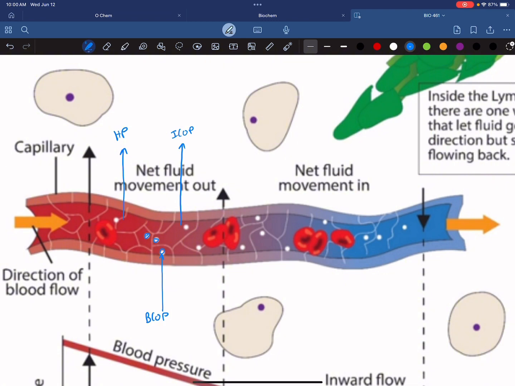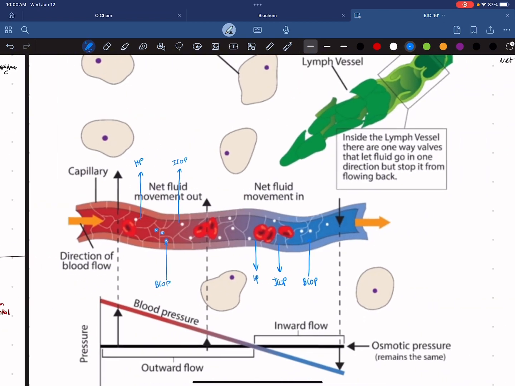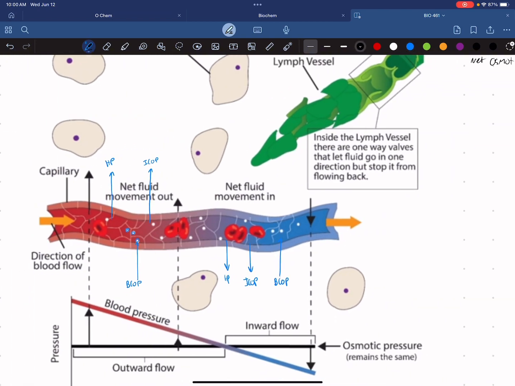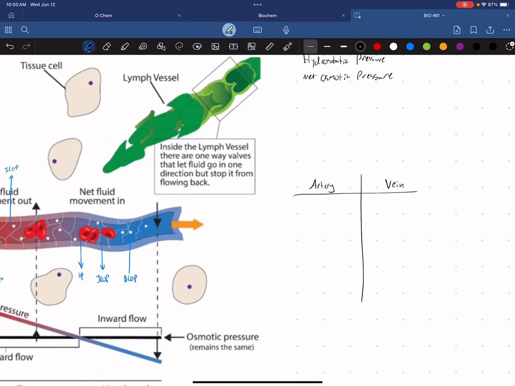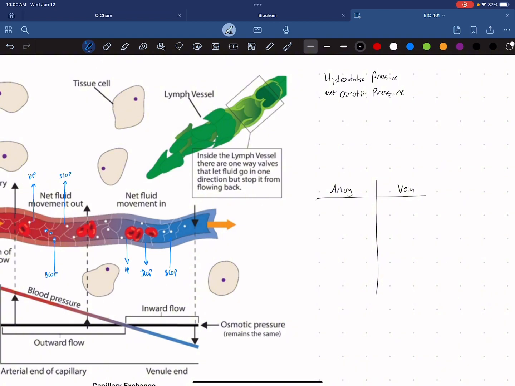Just like in the artery side, we have the venous side. We will show here the hydrostatic pressure, the ICOP, and we will show the BCOP traveling into the capillaries. What I'll go ahead and do here is make a little bit of a table describing the average pressures, the numbers, to show this movement here.